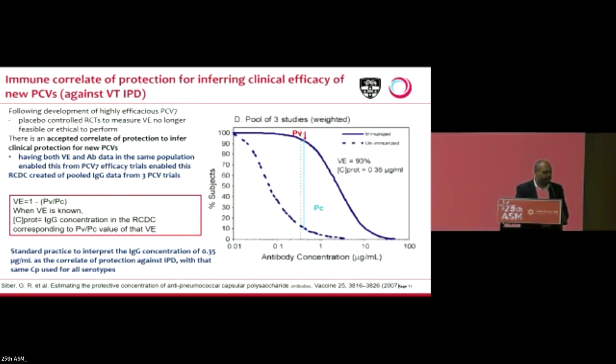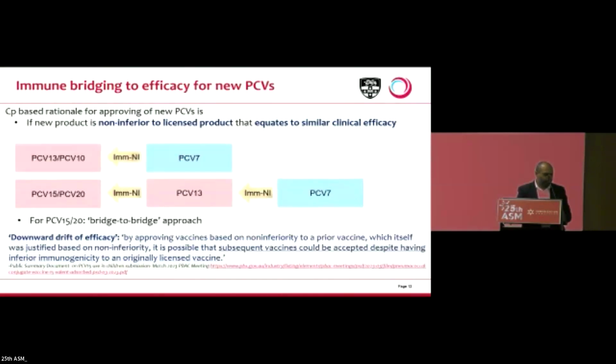So basically, they had these reverse cumulative distribution curves, like the one that's shown in that slide, that plotted the antibody concentrations in children who received the vaccine and placebo recipients, and used the vaccine efficacy estimate from that trial to develop this IgG concentration, which corresponded to the known vaccine efficacy, which is 0.35, the level that is now considered as the correlate of protection against IPD, regardless of the serotype, for the vaccine PCVs. So again, Tony did mention some of these as well.